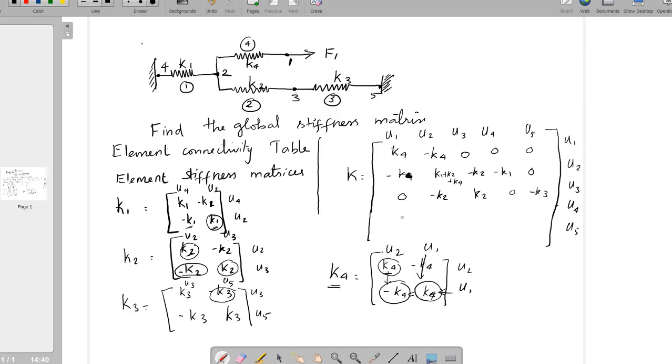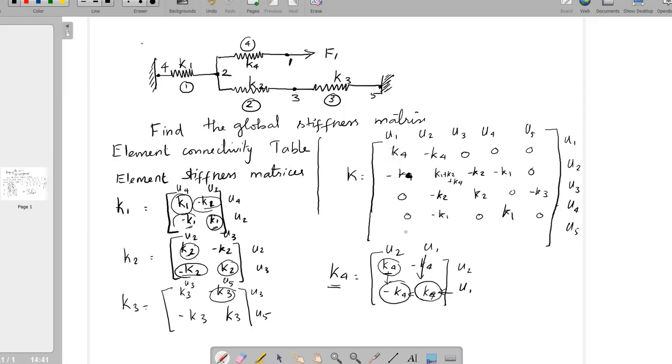Next, the fourth row. U1 U4, there is no connection between U1 and U4. U2 and U4 are present in the first element, and U2 U4 is minus K1. Next, U3 U4, there is no connection, so it is 0. And U4 U4, in the first element matrix, it is plus K1. U5 U4, there is no relation.